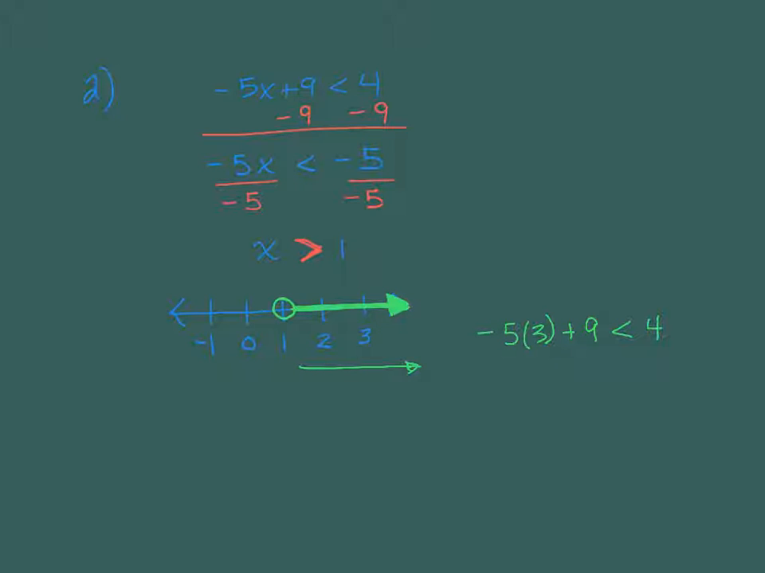Negative 5 times 3 is negative 15. Plus 9 is less than 4. Make sure you're following order of operations. You've got to simplify each side independently. Negative 15 plus 9 is negative 6, is less than 4. Negative 6 is less than 4. All negative numbers are less than positive numbers, so you know you've got it shaded correctly.